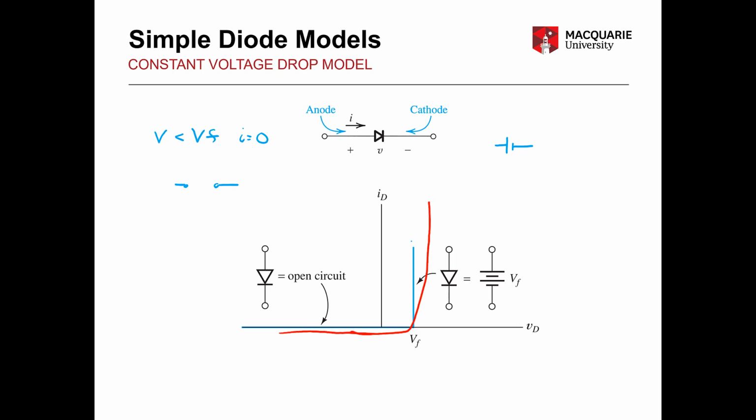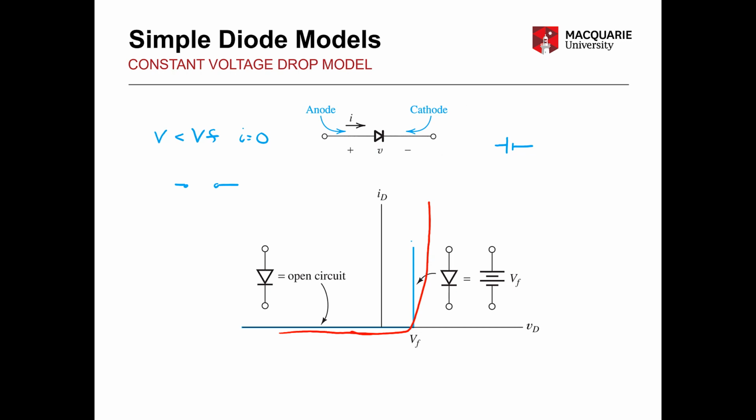Now a typical value for that forward voltage would be something like 0.7 volts if we're talking about a silicon diode. For other types of diodes, it might be smaller or larger, so for germanium, maybe around 0.3. For an LED, you can expect a higher voltage drop across that, so maybe around 1 volt.